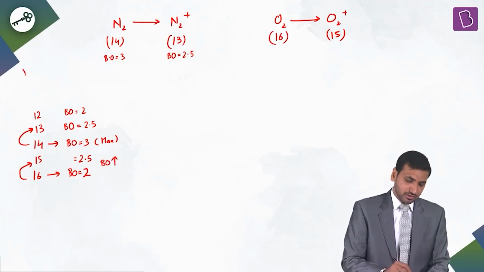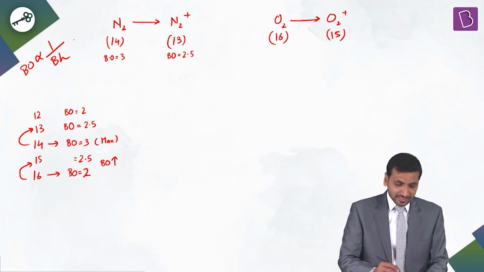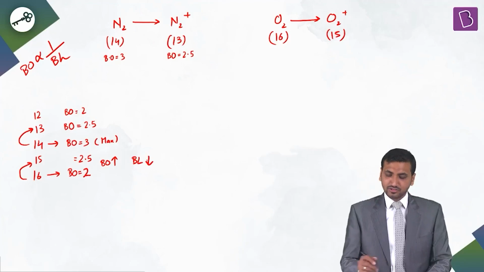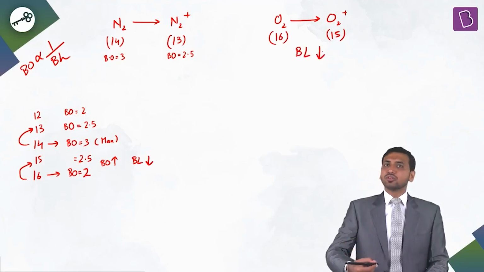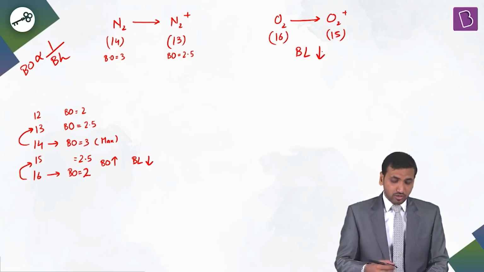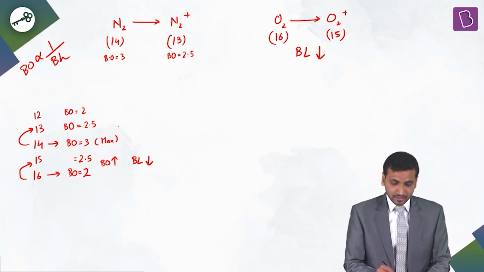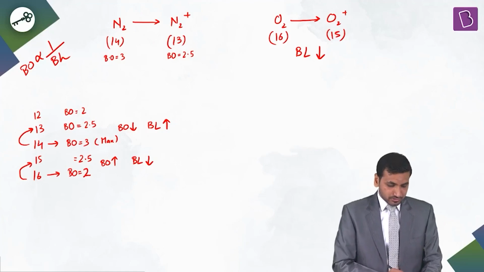We know this, that bond order is inversely proportional to bond length. If bond order is increasing from 16 to 15, that means bond length is decreasing. So here bond length is decreasing as you are moving from O2 to O2 plus. If you talk about N2 to N2 plus, bond order 3 to 2.5, again the bond order is decreasing here. So bond length will increase, of course, right? So can you look at the options?